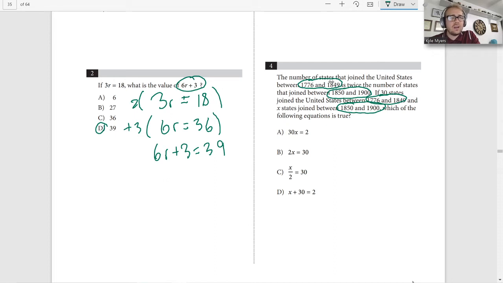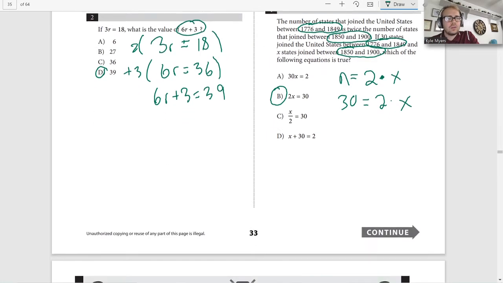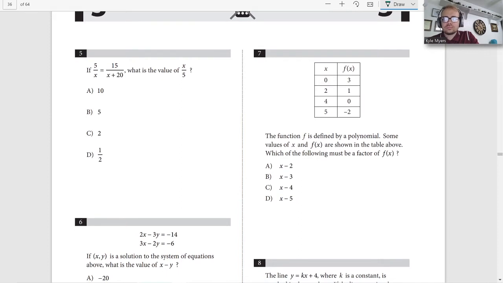Now they say the number of states that join the Union between those dates. Whatever that number is, we'll say n for right now, it's going to be equal to twice the number of states that join between 1850 and 1990. So let's say times x. If 30 states joined, so n is 30, and x states joined between 1850 and 1990, which of the following equations is true? Well, you don't have to solve it. x would be 15, but you don't need to know that because there it is. Boom.